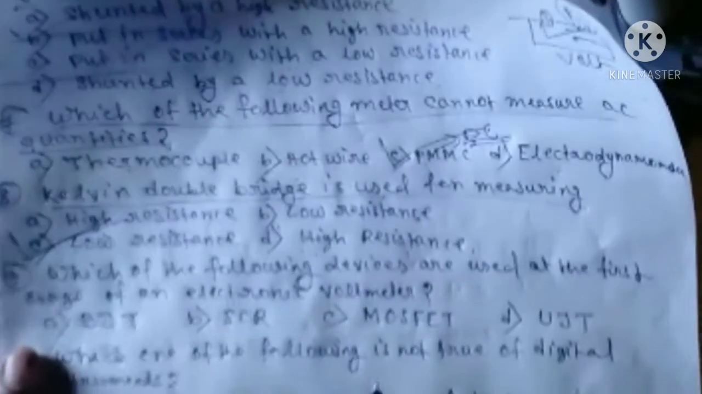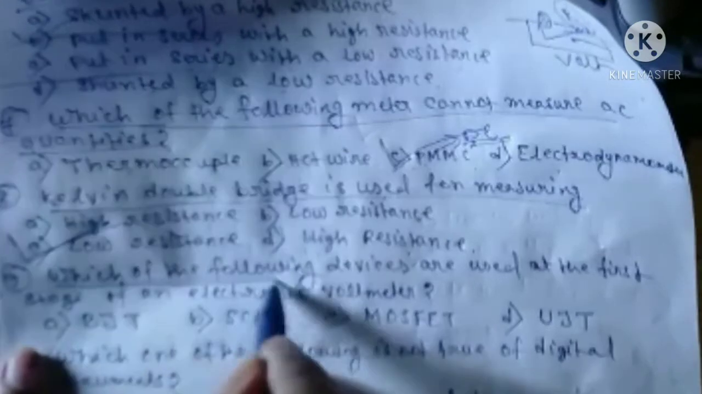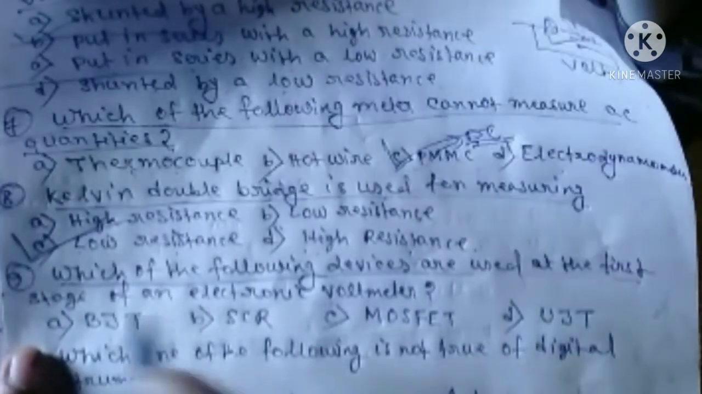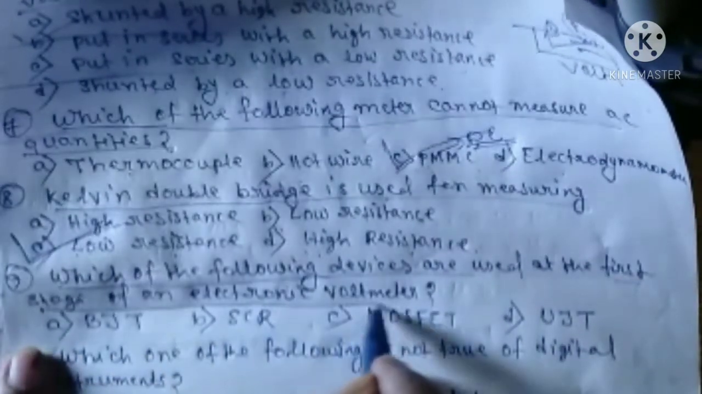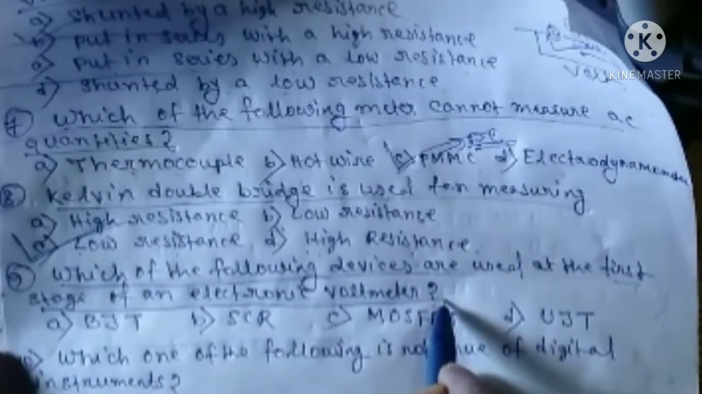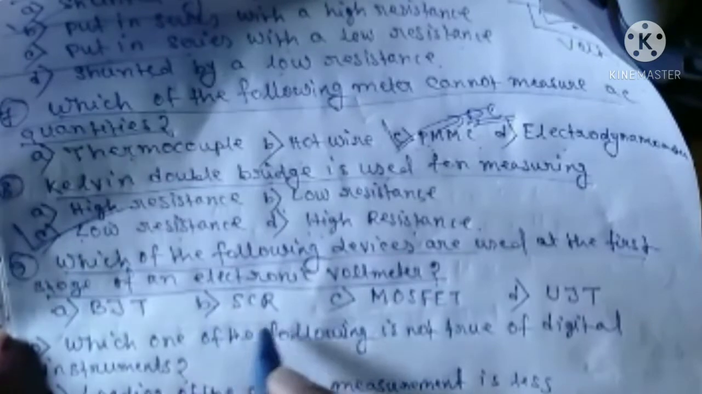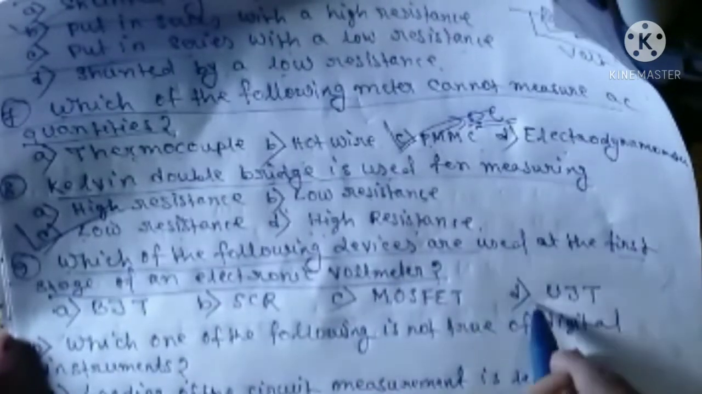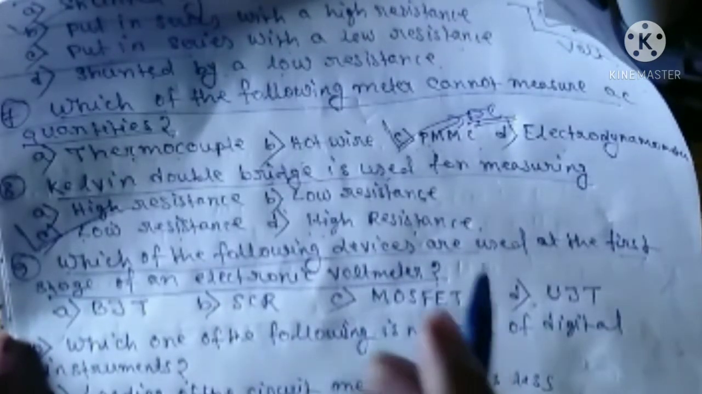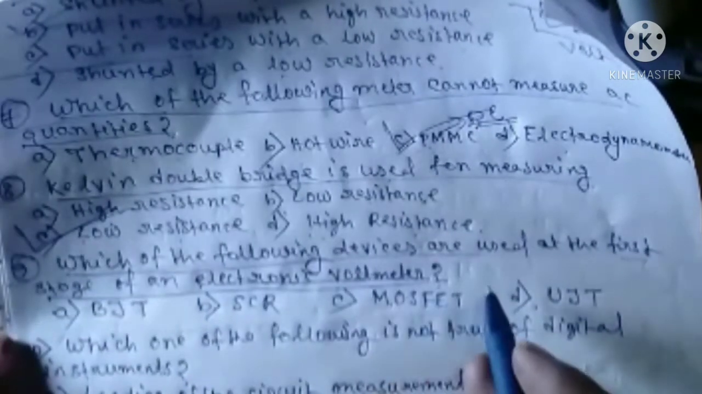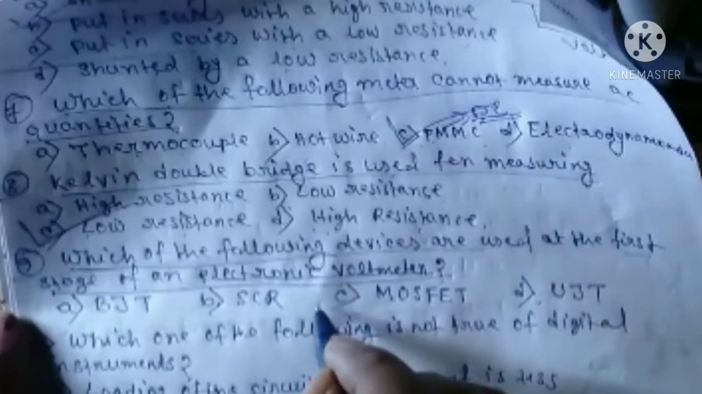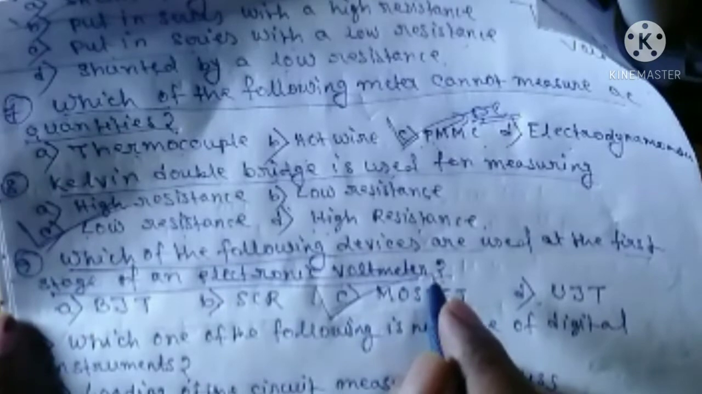Next question: which of the following devices is used at the first stage of an electronic voltmeter? Here option A BJT, option B SCR, option C MOSFET, option D UJT. We know the first stage of an electronic voltmeter is a MOSFET. So here the answer is C, the MOSFET.